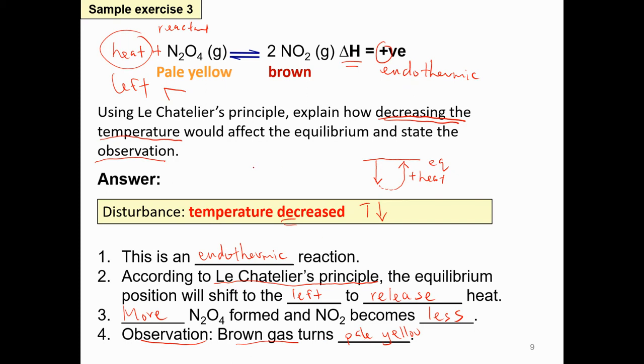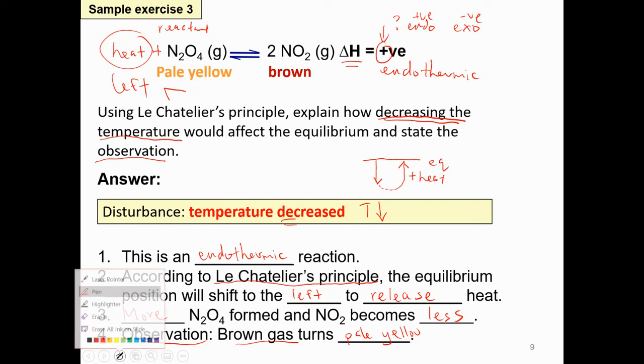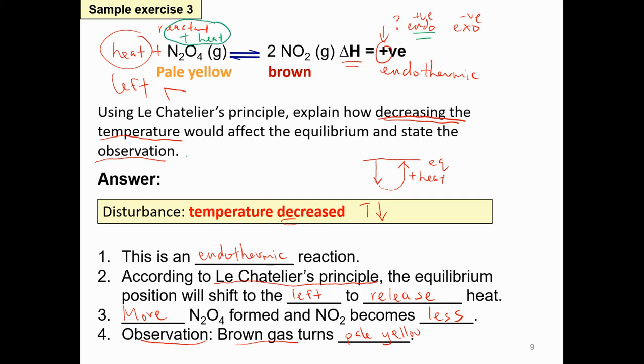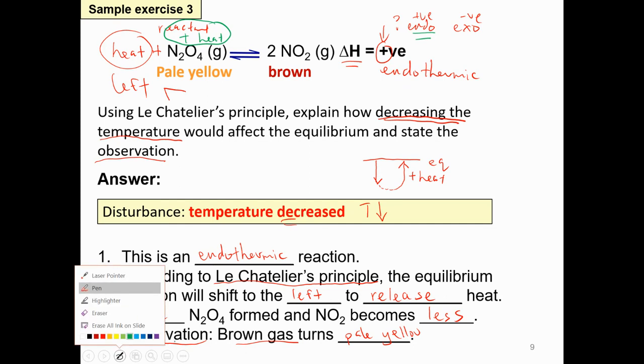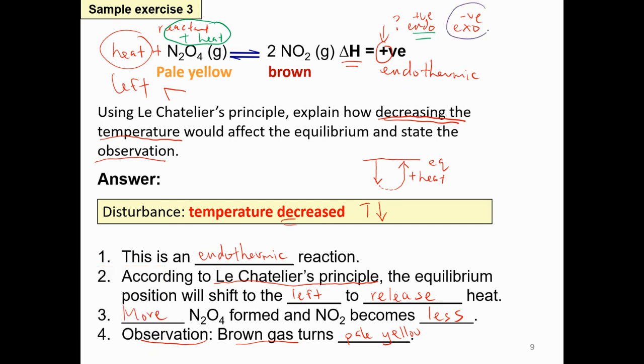Okay, so again, summary for temperature: first, you must identify whether it is endothermic, positive, or exothermic, negative. If endothermic, we put plus heat at the reactant side. If it is exothermic, negative, then we put plus heat at the product side.